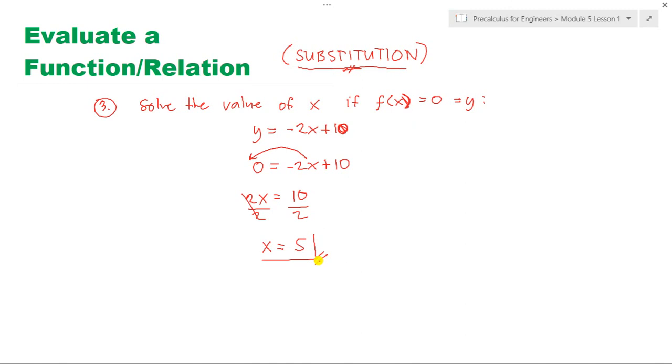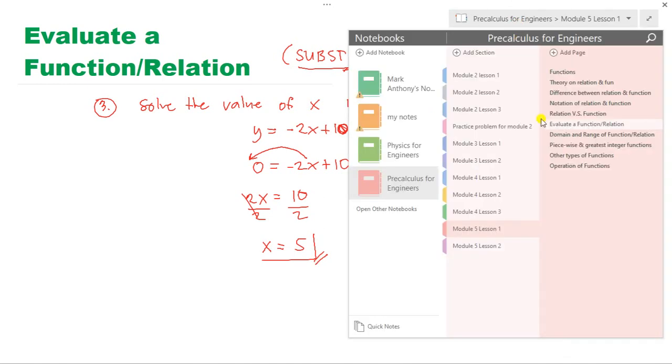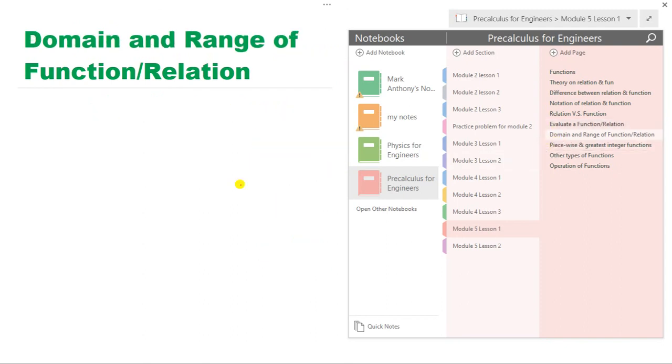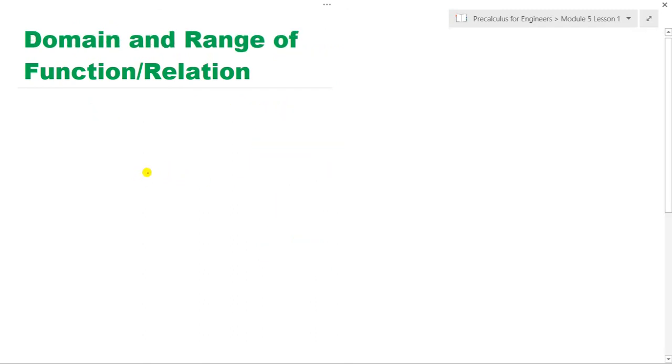Okay, let's proceed to the next part. The next part is we are going to solve for the domain and the range of a function or a relation. So again, class, what is the domain?